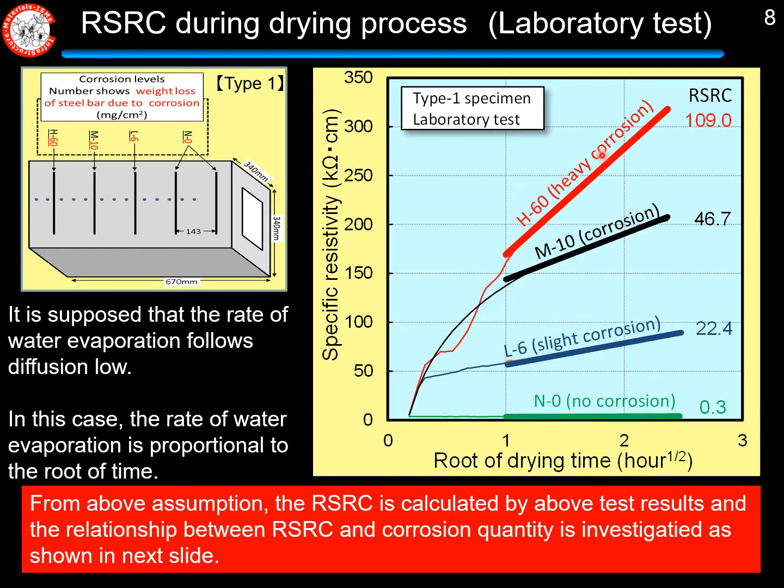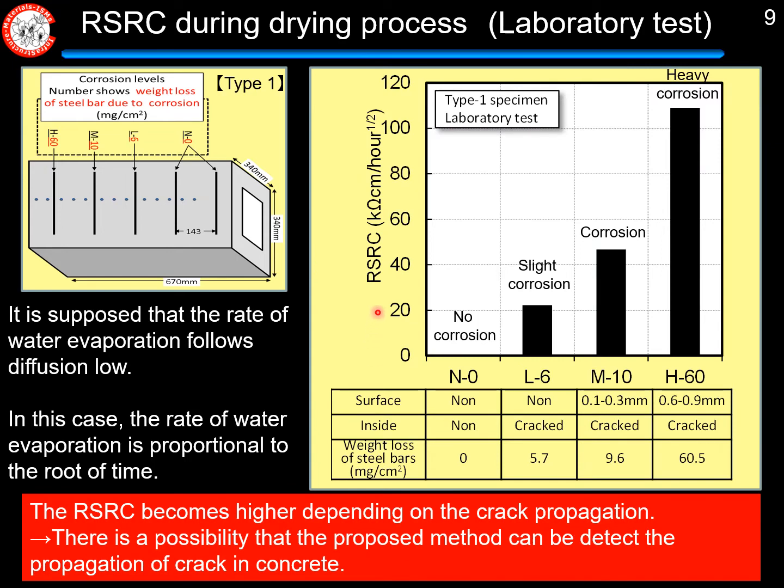When we focus on this area, the relation becomes proportional, and using this slope, we calculate the rate of specific resistivity change, RSRC, like this. This graph shows the RSRC in each corrosion situation. This is the no crack situation, slight corrosion, corrosion, and heavy corrosion. From this result, the corrosion situation can be detected using RSRC.